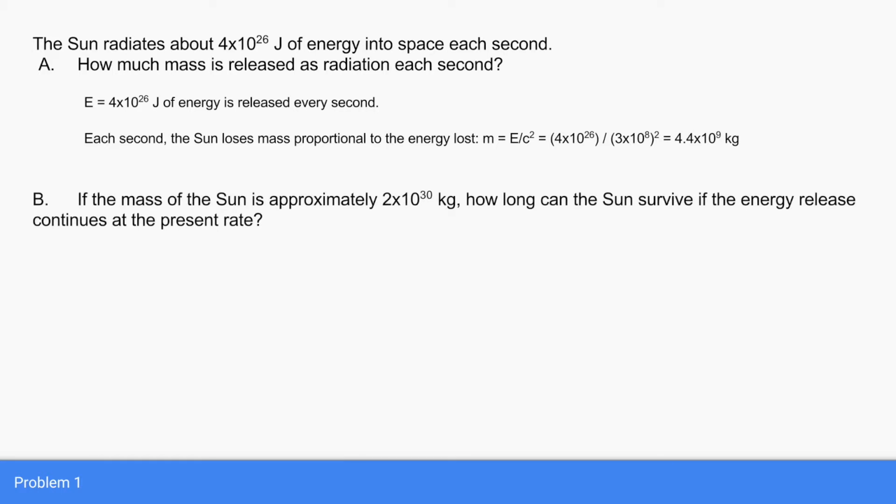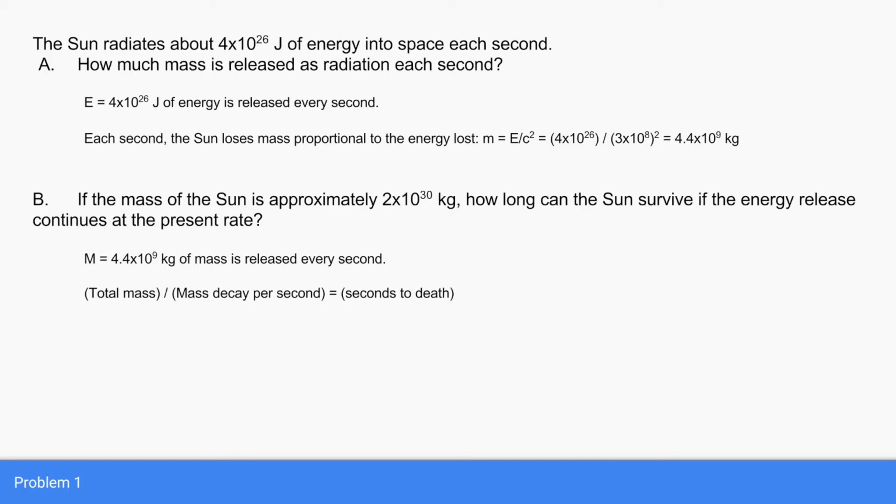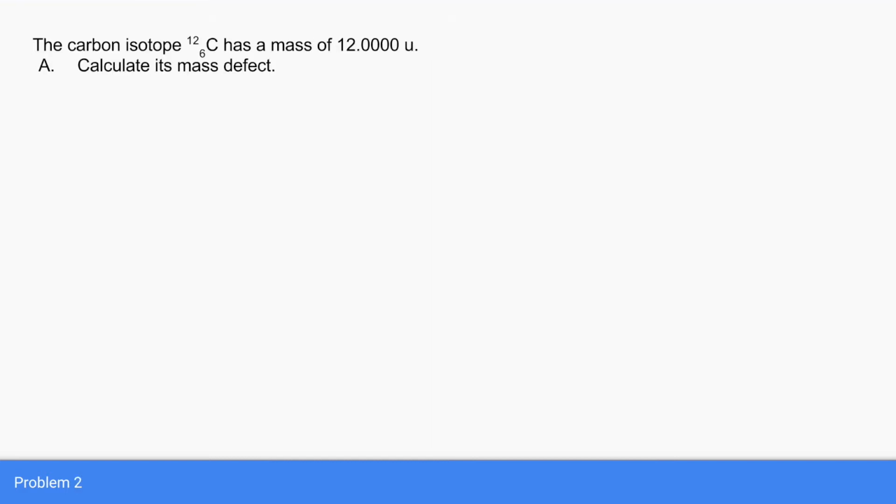Now on to the second part. Given that the sun starts out being 2 times 10 to the 30th kilograms, we're asked to find out its lifespan. So to find the lifespan in seconds, you're just going to take that initial mass and divide it by the loss per second, and that will give you its lifetime in seconds. So plugging in the numbers there, you'll get 4.5 times 10 to the 20th seconds, and dividing that by 60, and then by 60 again, then by 24, and then by 365, you'll get approximately 1.44 times 10 to the 13th years.